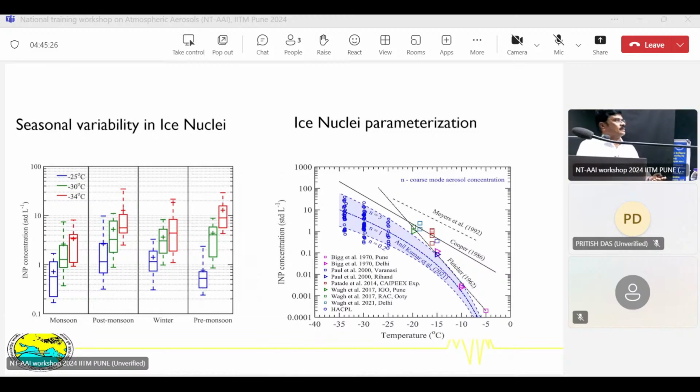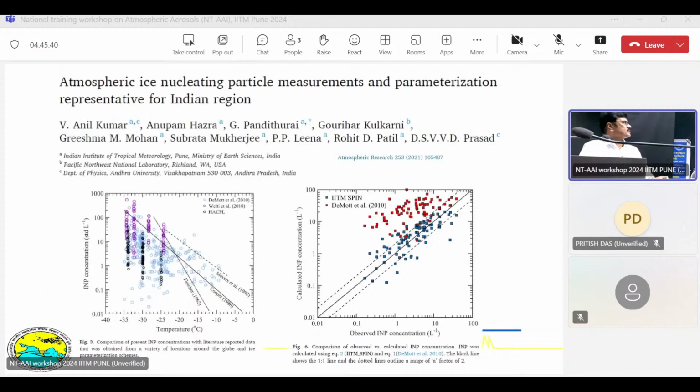Okay, I think I'll stop here. These are some of the measurements, and we try to use how these measurements can be used as a parameterization so that the modeling community can utilize this. So these are some of the papers you can refer to.